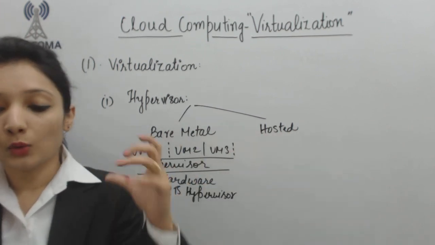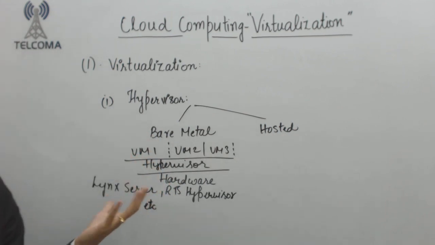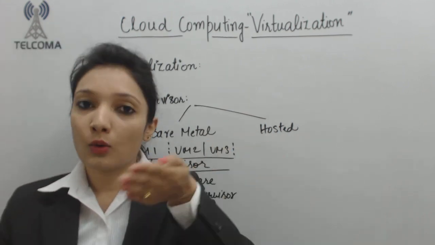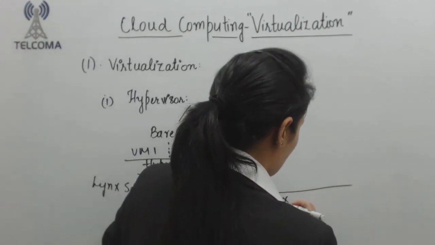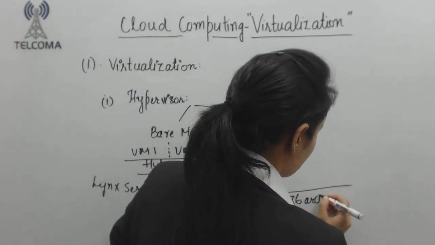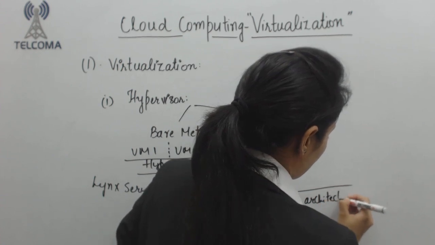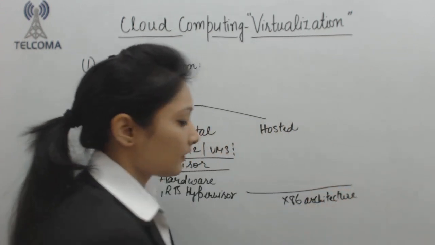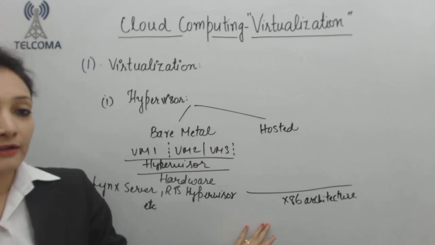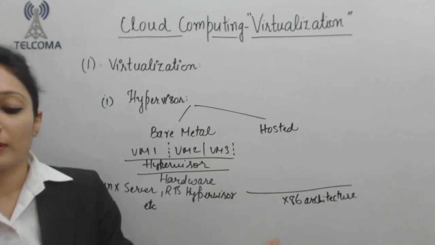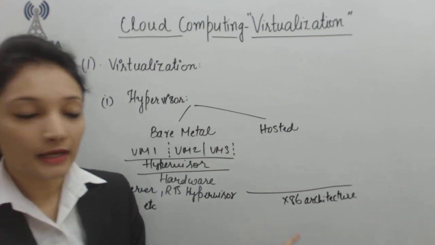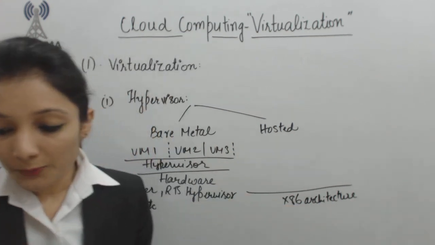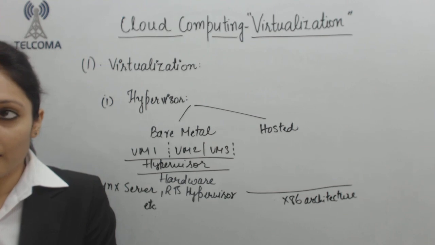Now after that we have the hosted one. What happens in the hosted one? You basically have a host operating system. That means if this is your hardware architecture, then in this hardware architecture you have your CPU, your memory, your network interface cards, and various hard drives and hard disks.